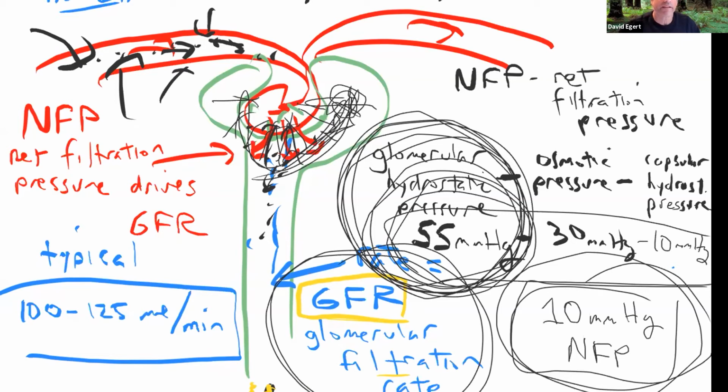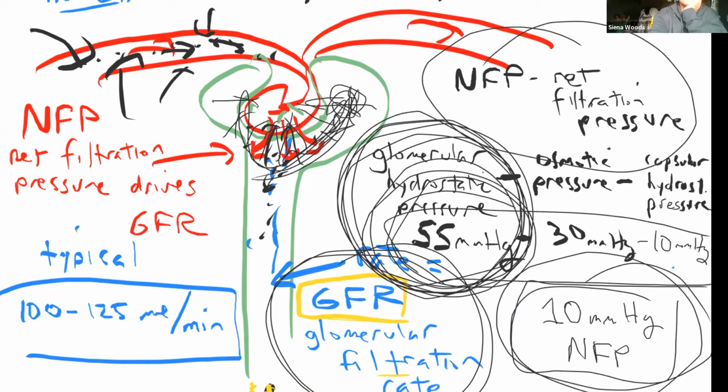What's one way the kidneys can help make sure that there is adequate net filtration pressure? Renin angiotensin. Exactly. If the juxtaglomerular apparatus notices the blood pressure dropping, it's going to trigger the renin angiotensin mechanism, which will bring the pressure back up to maintain our net filtration pressure and maintain the glomerular filtration.